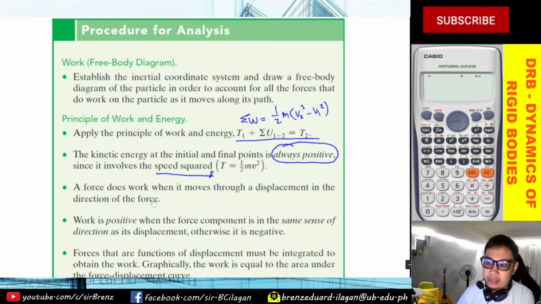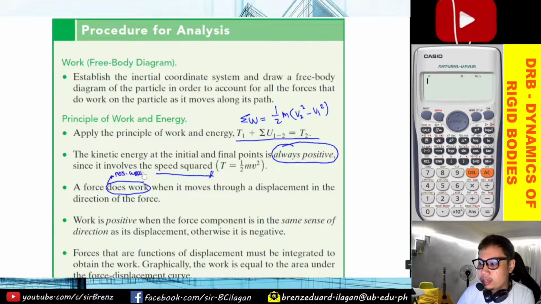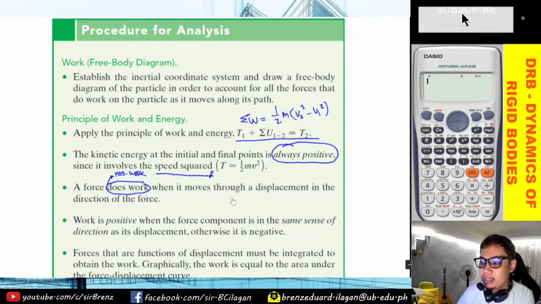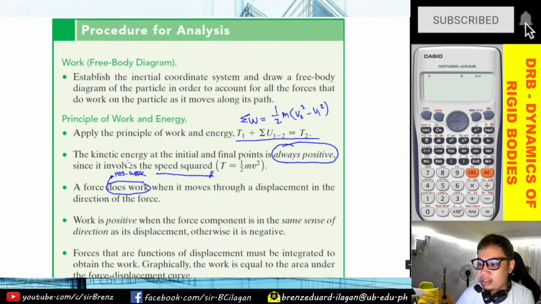Ayan, squared naman. A force does work when it moves through a displacement in the direction of the force. So, when we say does work, ito yung dinidefine ko as positive work. Or in short, it moves through a displacement in the direction of the force. So sumasabay doon sa direction ng force yung displacement or yung paggalaw ng particle or object na inanalyze. So work is positive when the force component is in the same sense of direction as its displacement. Otherwise, or vice versa, it is negative. Kung sumaway dito sa condition na to.